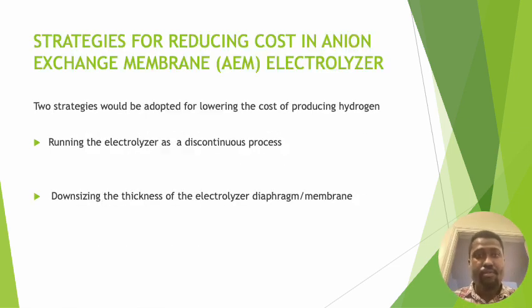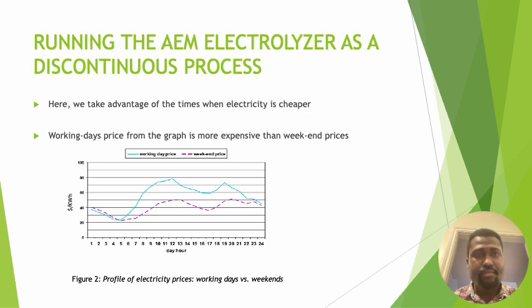So the two strategies we'll be employing will be running the electrolyzer as a discontinuous process and also reducing or downsizing the thickness of the electrolyzer membrane. Running the AEM electrolyzer as a discontinuous process, here we are going to be taking advantage of the times when electricity is cheaper and when it is relatively more expensive.